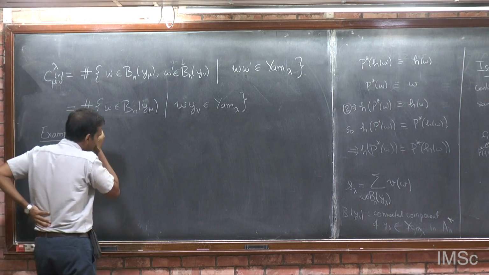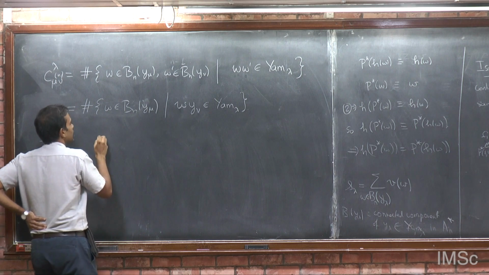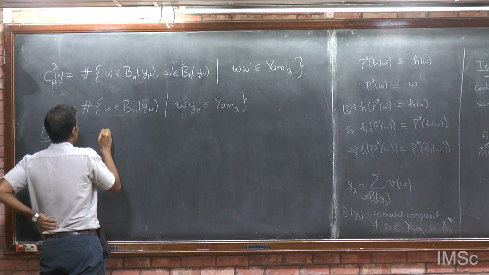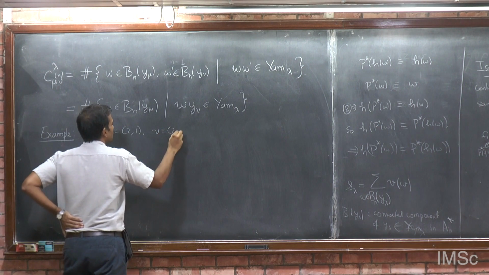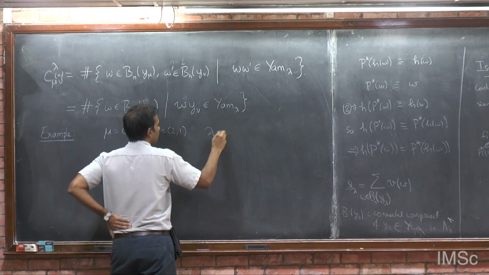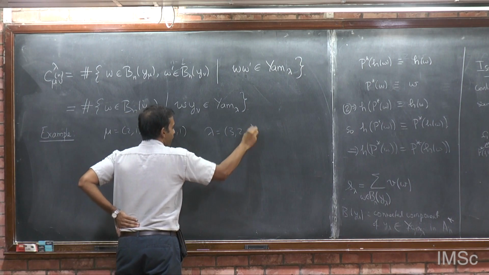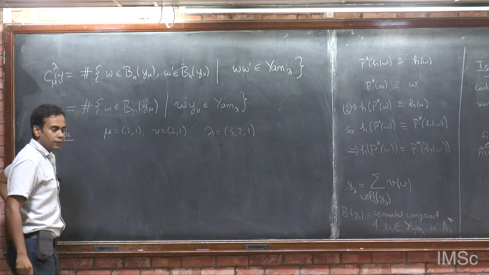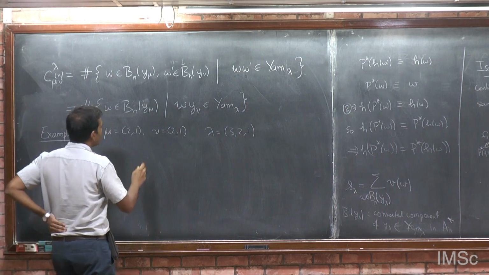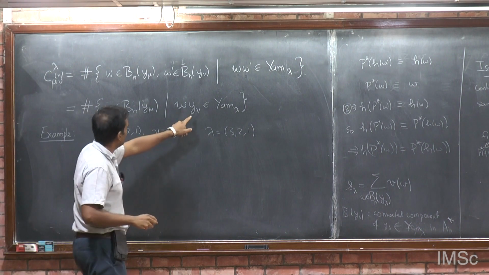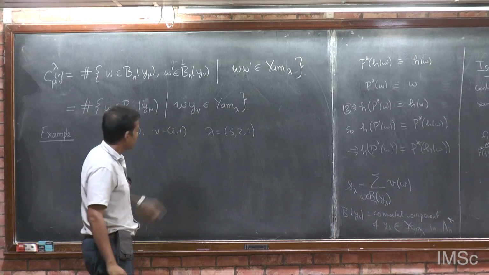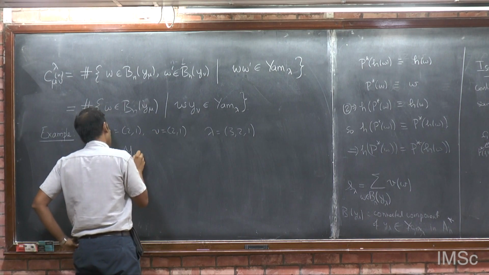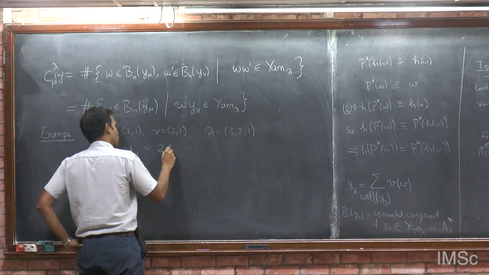So, let us start with a simple example. Let us take mu equals 2 1, nu equals 2 1 and lambda equals 3 2 1. Now I can take any Yamanouchi word of weight 2 1, so let us take y nu to be 2 1 1.